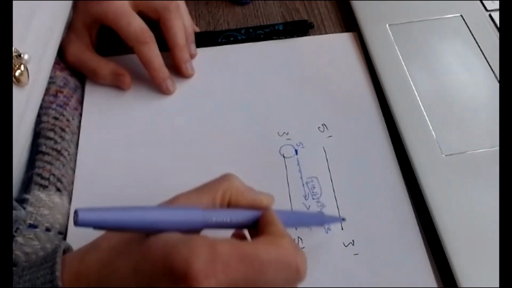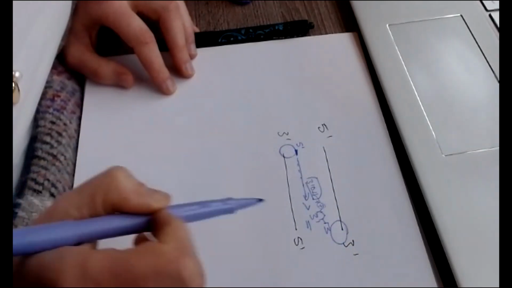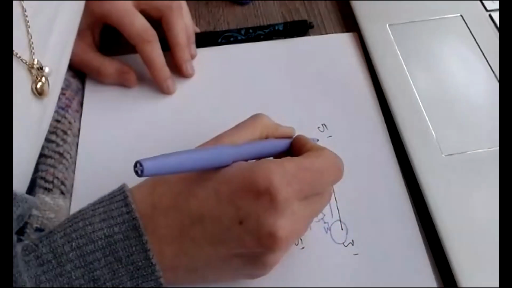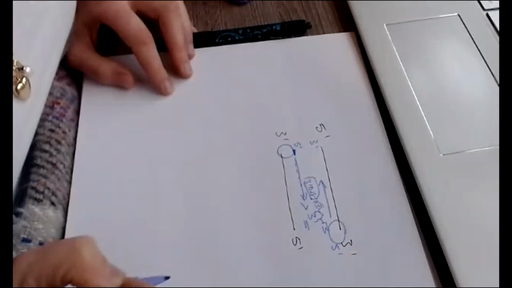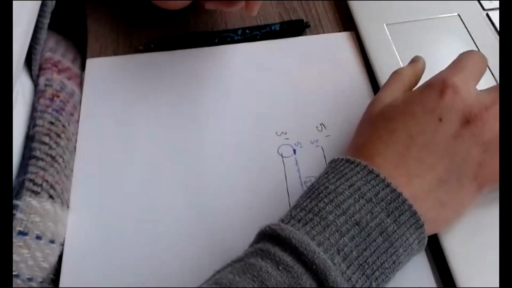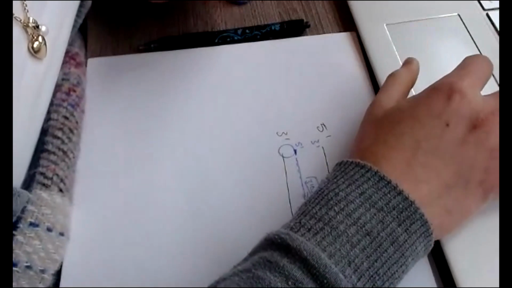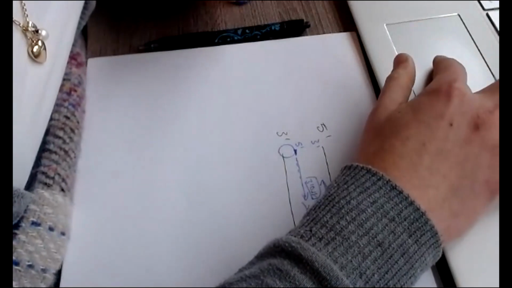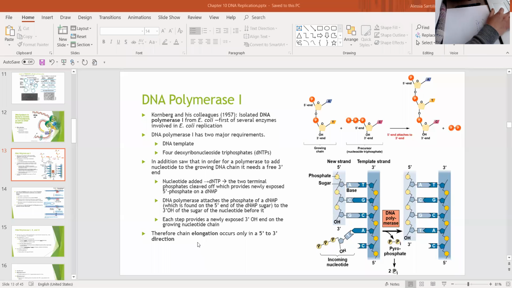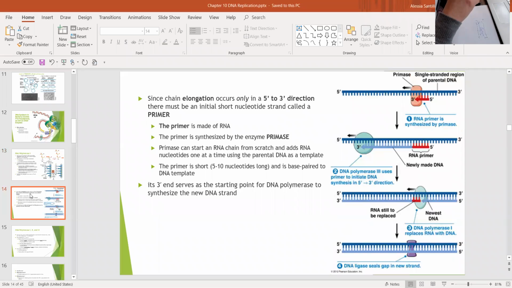So for this strand, the polymerase would join up over here and go in this direction because the 3' is here and 5' is there. So we always go in the 3' to 5' direction. Every single DNA polymerase does that. This is a very important thing to remember. So elongation happens in 5' to 3' direction.